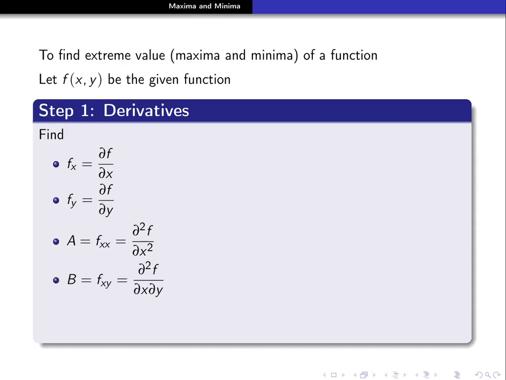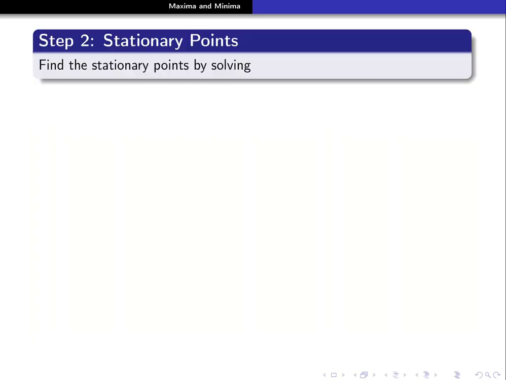b is equal to fxy. Already we differentiated the function to get fx. Differentiating again with respect to y, we get fxy, which is dou square f divided by dou x dou y. Then c is equal to f double y. Differentiating the function f with respect to y twice, we get dou square f by dou y square.